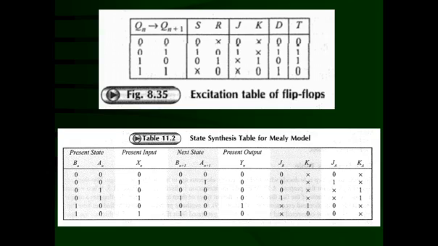So B is 0 and A is 0, that is state A. B is 0 and A is 1, that is state B. B is 1 and A is 0, that is state C. Here we are not going to utilize state D. So the present state we can designate with Bn, An. If it is in state A, the binary value assigned to state A is 0, 0.